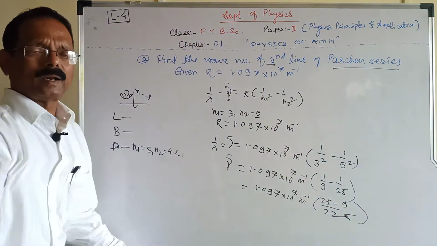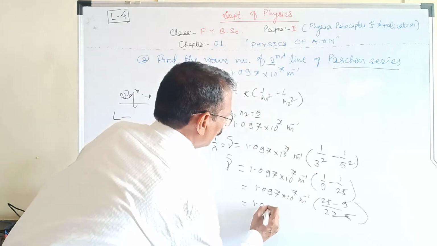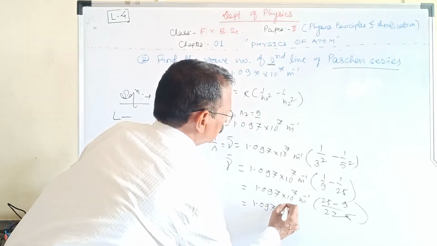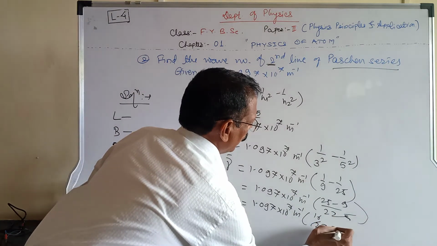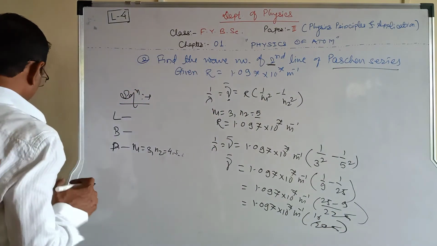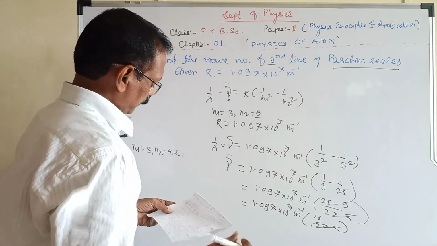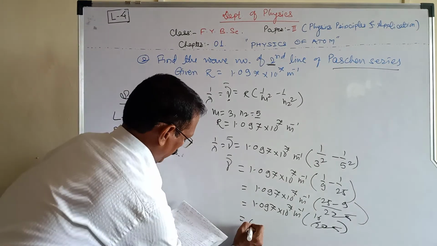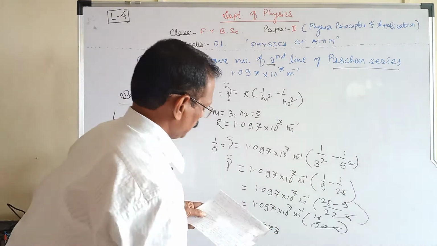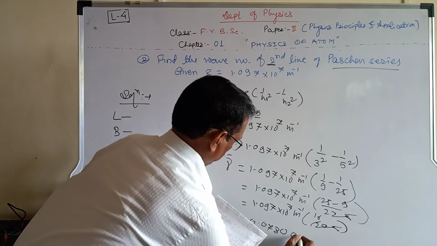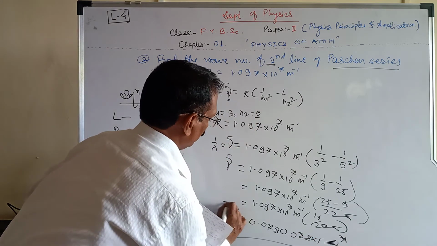So 25 multiplied by 9 you will get here 225, and after that you will get 1.097 into 10 raised to 7 per meter into 16 divided by 225 here, and I can write directly the answer of that here. The value of that is near about 0.07888 into 10 raised to 7 here. So this is the value of nu bar here.